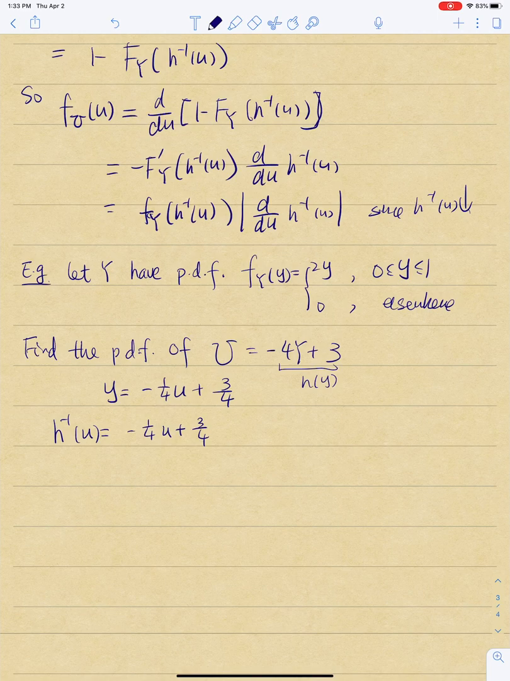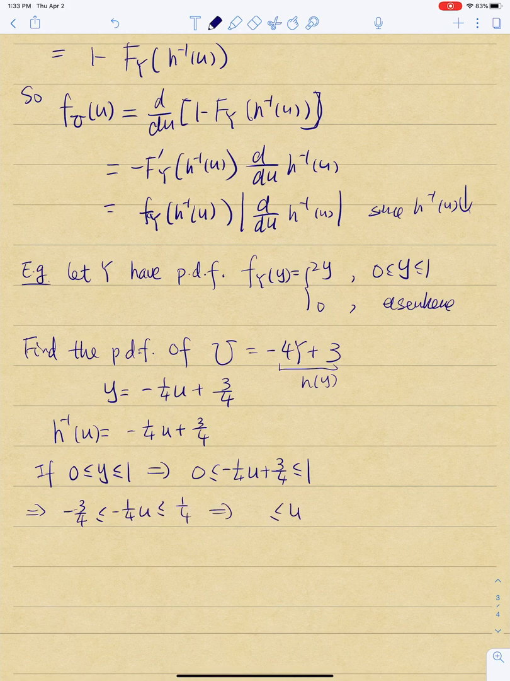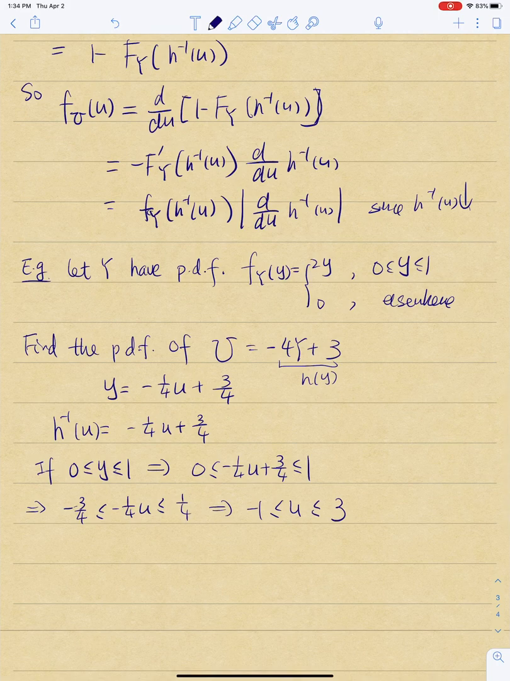And from the given PDF, we know small f of y is not 0 when y is between 0 and 1. So if y has to be between 0 and 1, that means -1/4 u plus 3/4 has to be between 0 and 1. Because that's our h inverse of u, so that's our y value. And then solve this inequality. We get u has to be between -1 and 3.